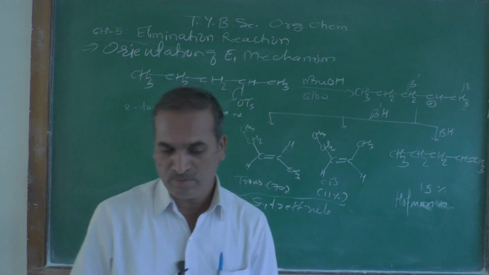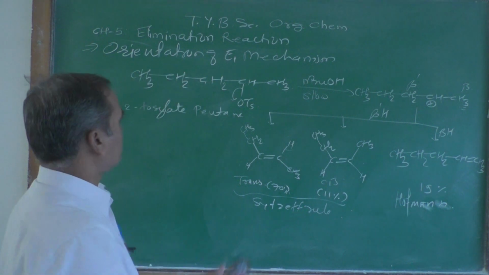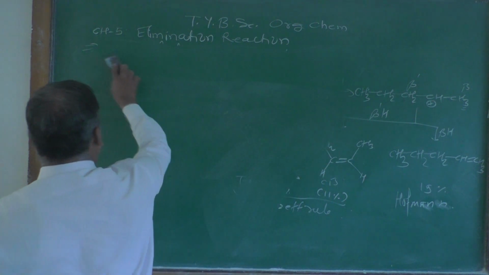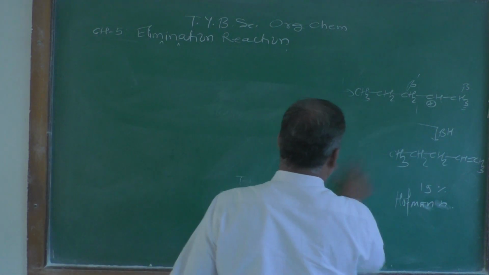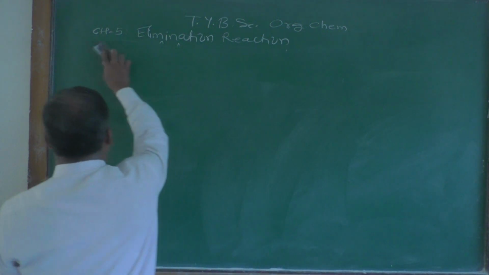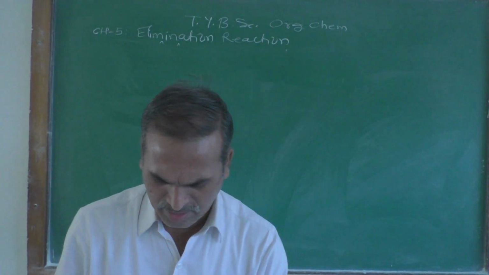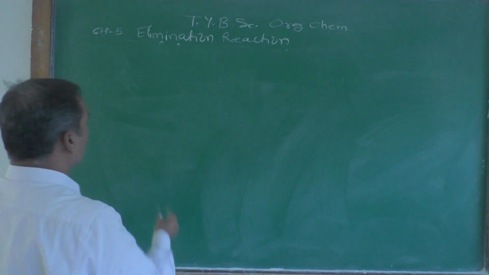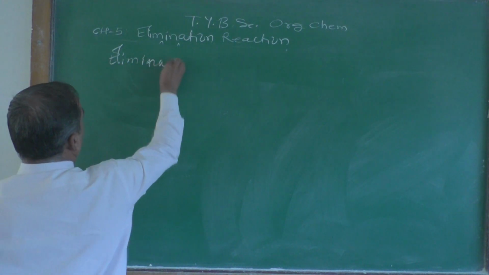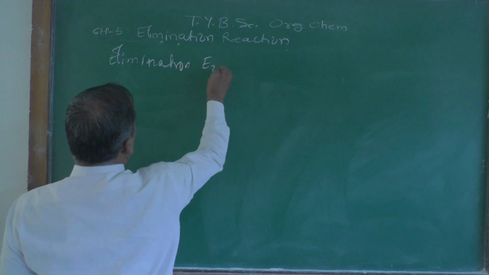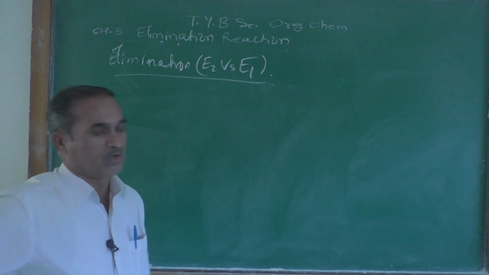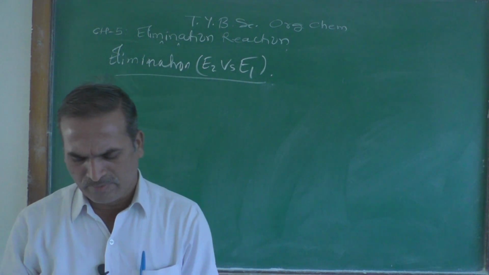And now the final point remaining in this chapter is this one. Let us see that one. What is that? E2 versus E1 mechanism. So the last point remaining is elimination, E2 versus E1.